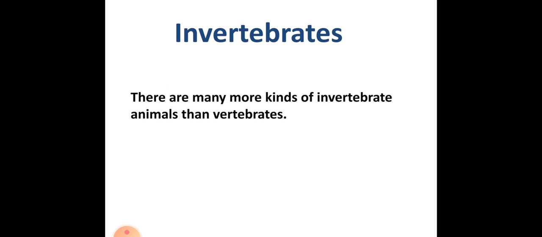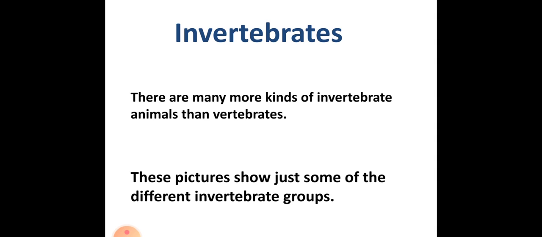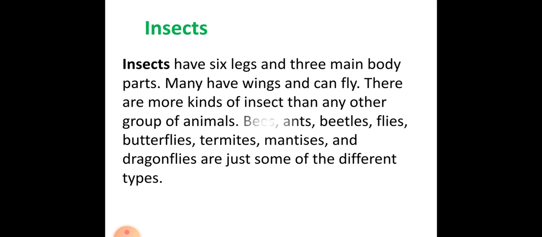Invertebrates. There are many more kinds of invertebrate animals than vertebrates. This picture shows just some of the different invertebrate groups. So we have insects. Insects have 6 legs and 3 main body parts. Many have wings and can fly. There are more kinds of insects than any other group of animals. Bees, ants, beetles, flies, butterflies, termites, mantises, and dragonflies are just some of the different types.